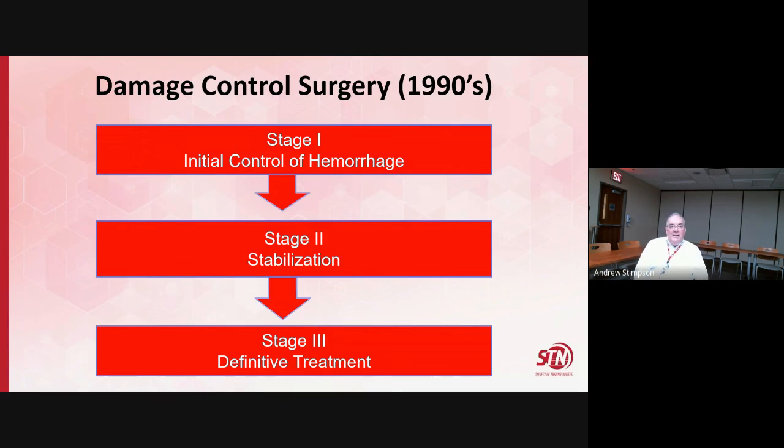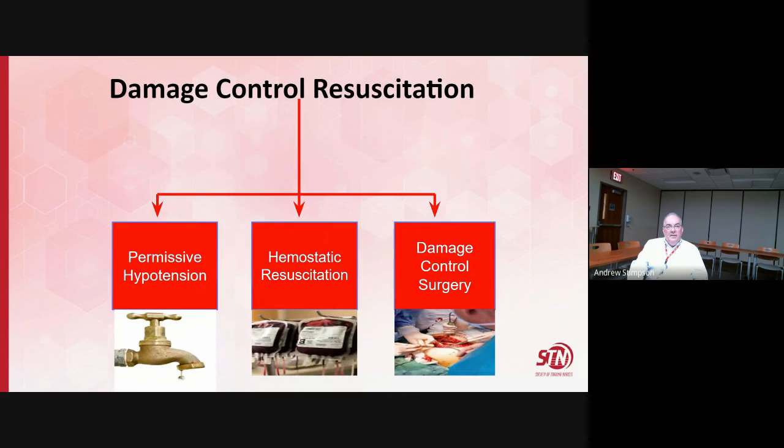So again, damage control in the 90s, we got control of hemorrhage, then we tried to do all this stabilization and definitive treatment, and that's really changed. So we allow a little bit of hypotension. We don't try to get the blood pressure up to 120. We'll accept the blood pressure in the 80s and 90s. We do hemostatic resuscitation, which is the massive transfusion and balanced blood products, and then damage control surgery, which is an abbreviated procedure where we do the repair in stages.